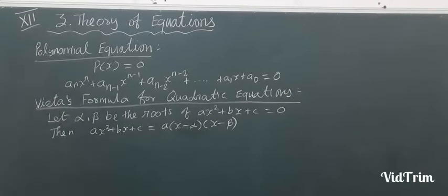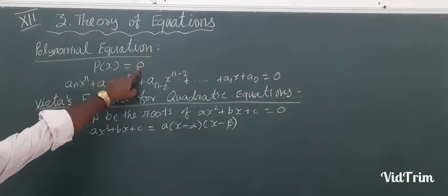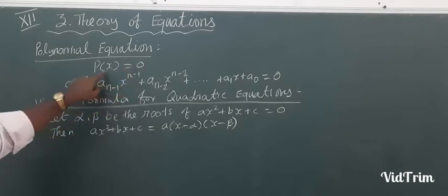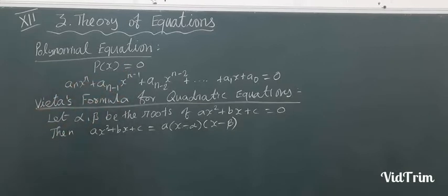And a polynomial equation is one that is set equal to 0, that is, p(x) = 0. So that is a polynomial equation. In the previous classes, like 9th and 10th, we studied some polynomial equations.